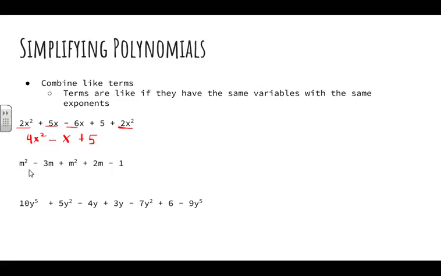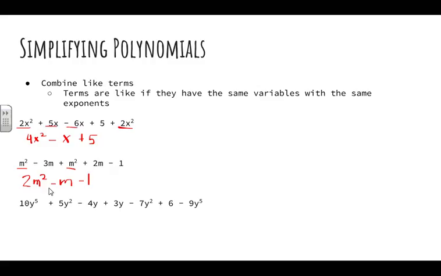All right, here we have m squared minus 3m plus m squared plus 2m minus 1. So let's start with our m squared since it's our largest exponent. m squared plus m squared is simply 2m squared. Negative 3m plus 2m would just be a negative m, or minus m. And then minus 1, that's just it. So we have 2m squared minus m minus 1. That is as simple as this polynomial will get.